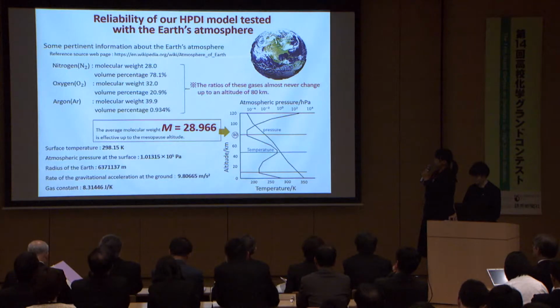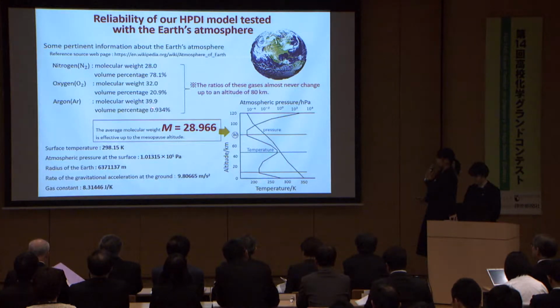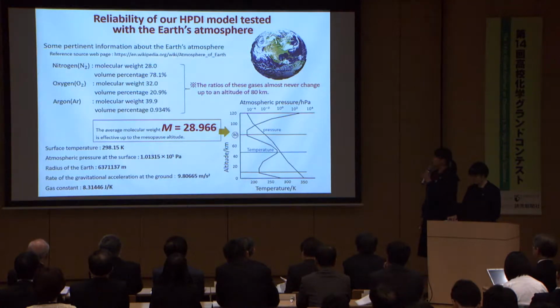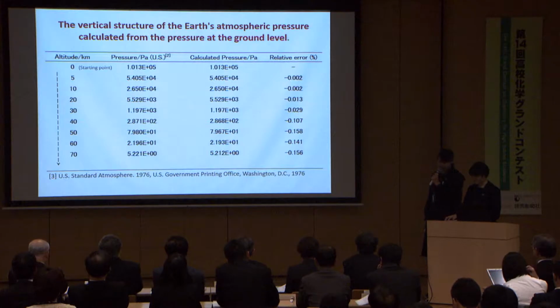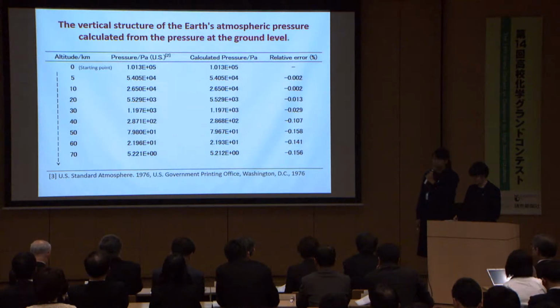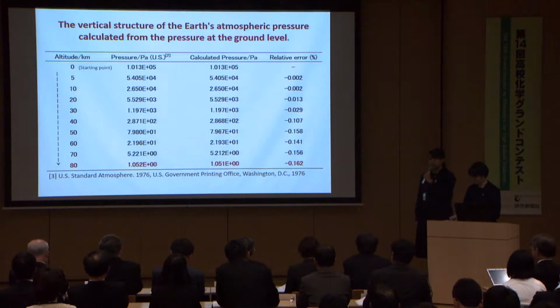We have applied HPDI to the atmosphere of the Earth to test its accuracy. This is the Earth's atmosphere. As you know, the ratio of these gases is almost constant up to the altitude of 80 kilometers. The average molecular weight is effective up to that altitude. They agree perfectly with the results from the standard atmosphere model. Therefore, we have concluded that our HPDI approach is very reliable.